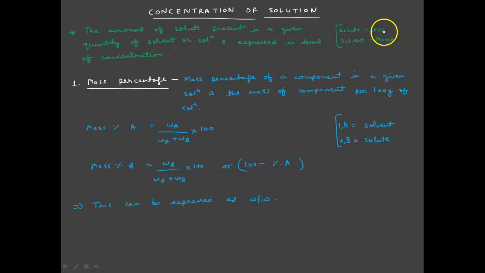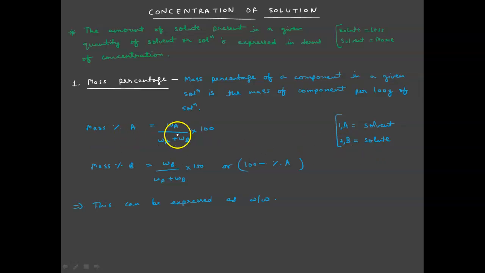Remember, solute is the component in lesser amount, solvent is present in more quantity. So first of all, the method of expressing the concentration is mass percentage, that we have already learned about in our previous lecture. Mass percentage of a component in a given solution is the mass of the component per 100 gram of solution. So we compare in terms of per 100 gram. Remember, in the following topics we will take 1 or A as solvent and 2 or B as solute.